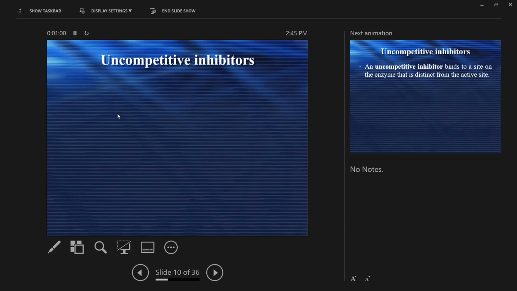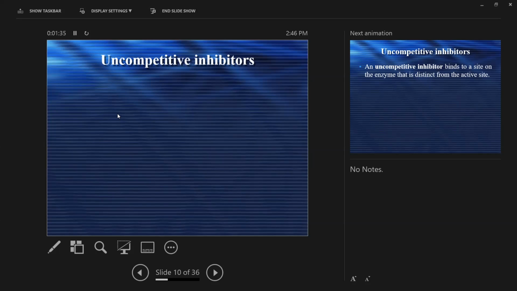Sorry? You might have that wrong. Well, Km stays the same. But sorry, Vmax stays the same. Km goes up. It increases the Km. I think that's what you might have been getting at. Km goes up.